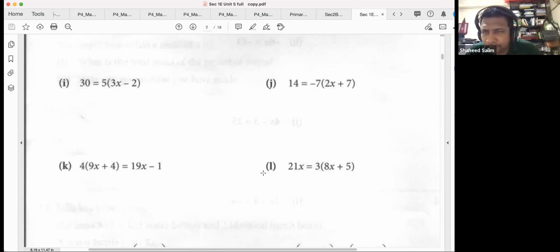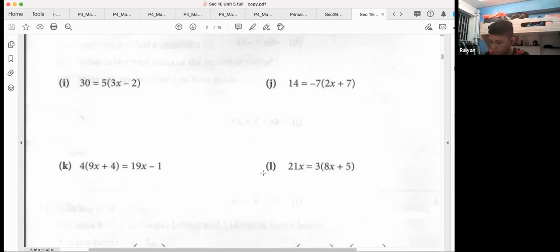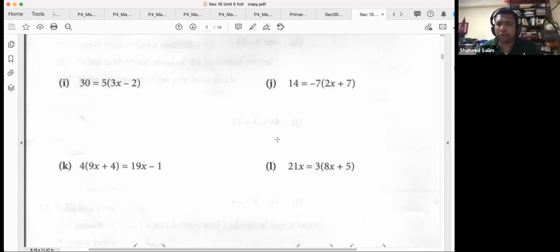How? Send it by WhatsApp. Okay, sending by WhatsApp means you're not so confident. Don't be like that. Why? Did you copy the right question this time? Let's see. Okay, we see whether.